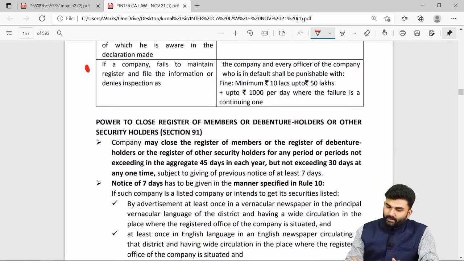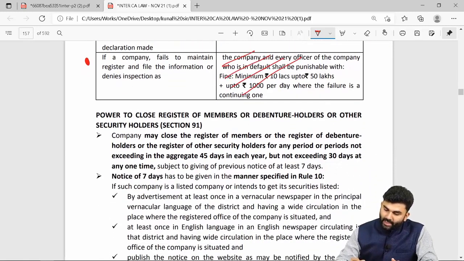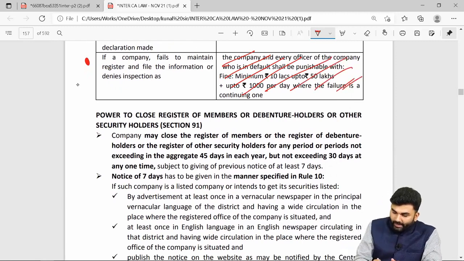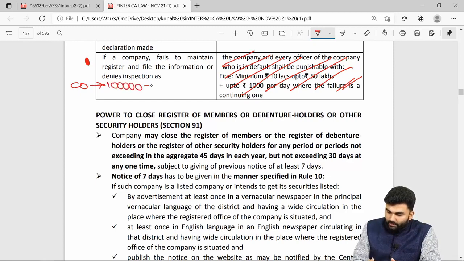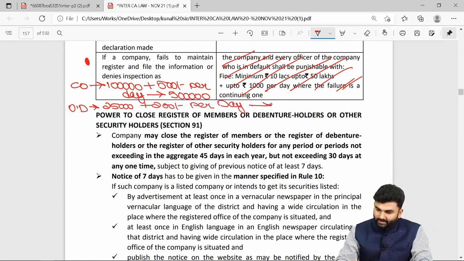Okay. In the third penalty, you need to remove this entire thing, and then you need to write, in case of a company, the penalty is rupees 1 lakh plus, if the default continues, 500 rupees per day, subject to a maximum penalty of rupees 5 lakhs. In case of officer in default, the penalty is 25,000 rupees plus 200 rupees per day, subject to a maximum penalty of rupees 1 lakh.